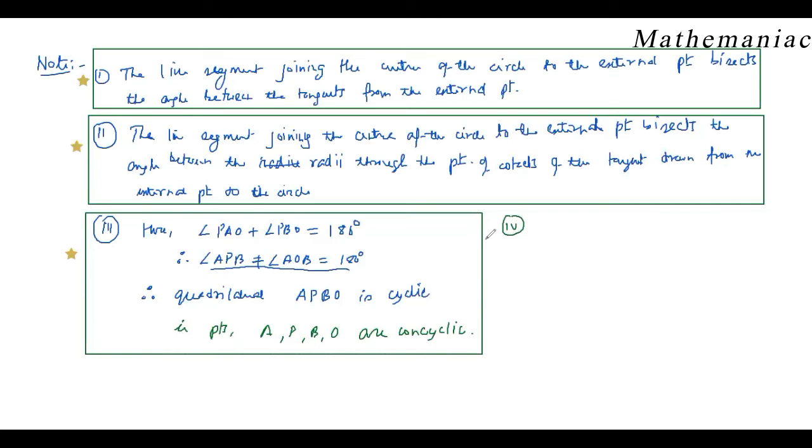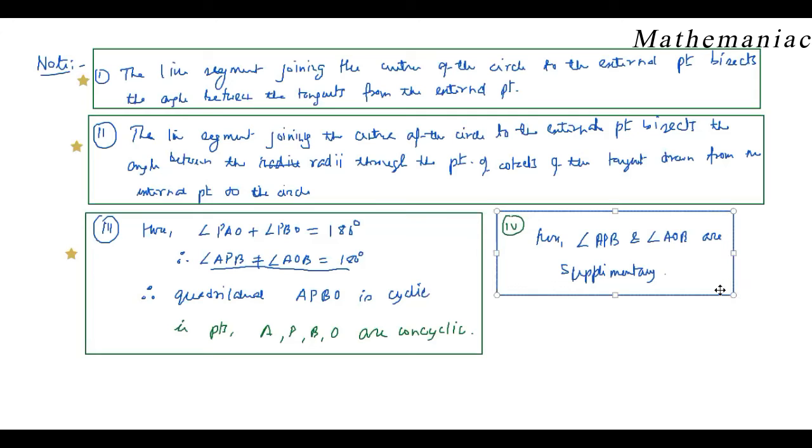The angle between the tangents and the angle between the radii through the point of contact are supplementary. So I'll not write that statement, I'll write here: angle APB is the angle between the tangents, and this is the angle between the radii through the point of contact, are supplementary. Already we have written that, but still as a note I just wanted to. So this is the fourth note regarding that particular figure.